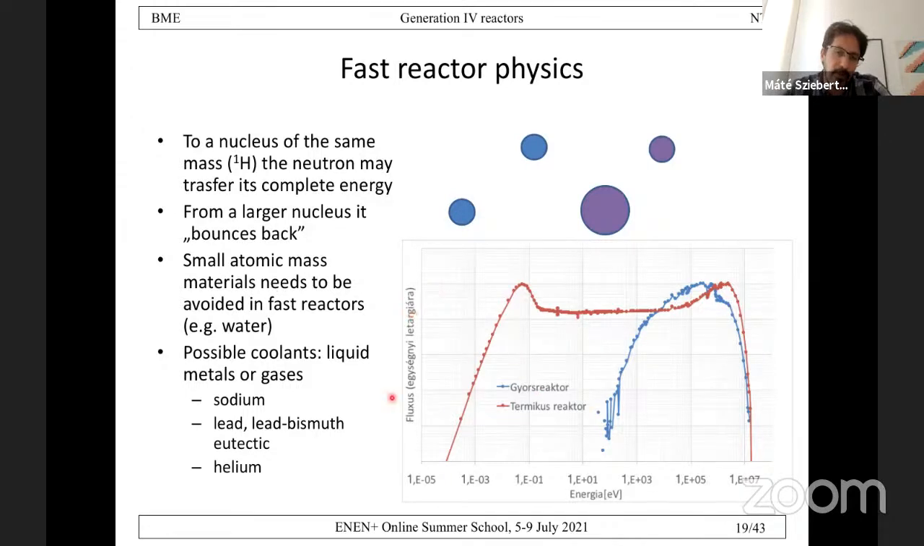You can see here, sorry for the Hungarian titles, but the blue is the fast reactor spectrum, and the red is the thermal reactor, and you will see this huge low energy thermal part, which is due to the moderation, and that this part is practically missing from a typical fast reactor. So these are why the possible coolants are molten liquid metals or gas, which is although a light element, but so low density that there will be no moderation effect.